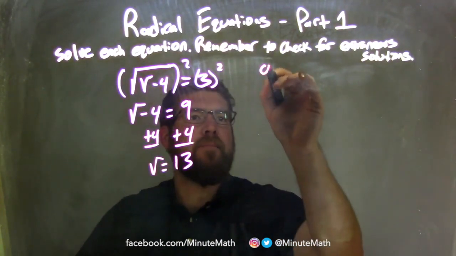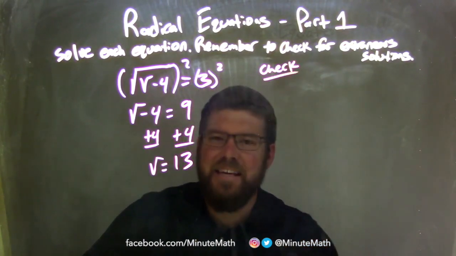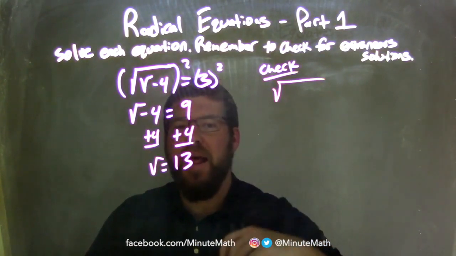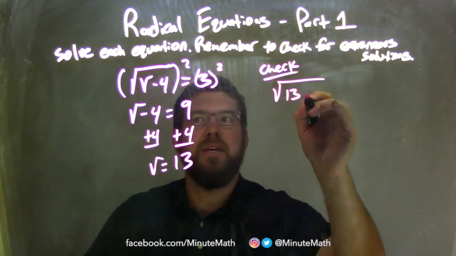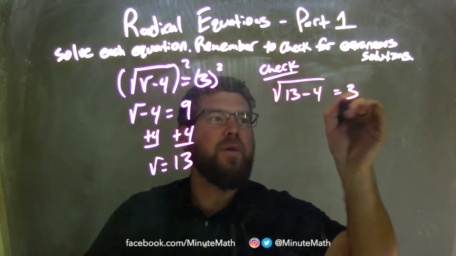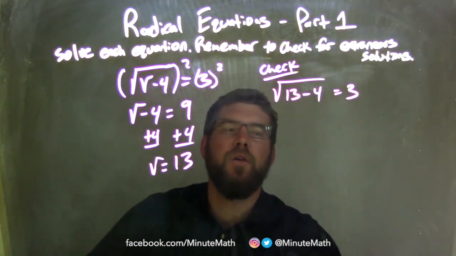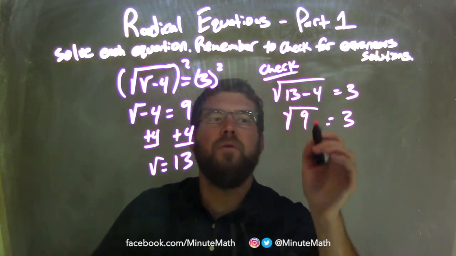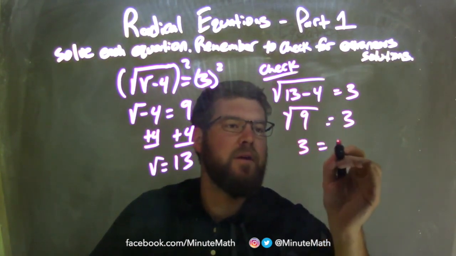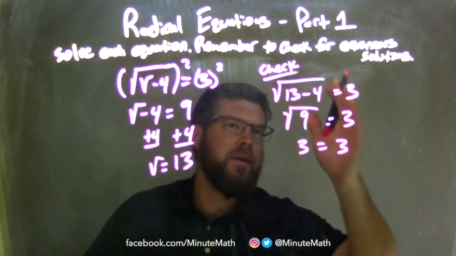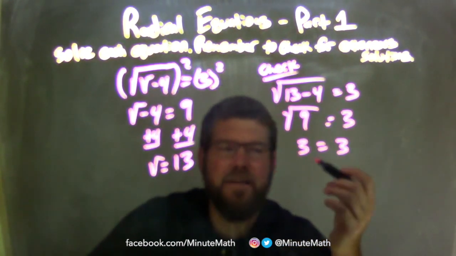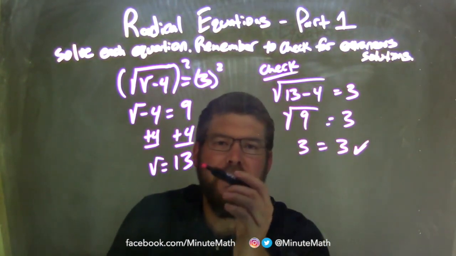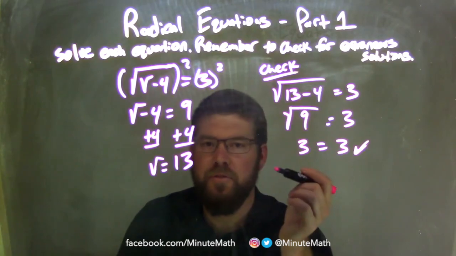Well, now I need to check that. Check to see if that's a true answer. So I go back to my original equation, the square root of, and instead of a v, I'm going to put a 13 in there. 13 minus 4 equals 3. So from there, 13 minus 4 is 9 equals 3. The square root of 9 is 3, right? So I'm going to keep everything on each side of the equal sign, simplify and see if they're equal, and they are. 3 does equal 3, therefore making v equals 13 my real answer. Okay, there were no extraneous solutions.